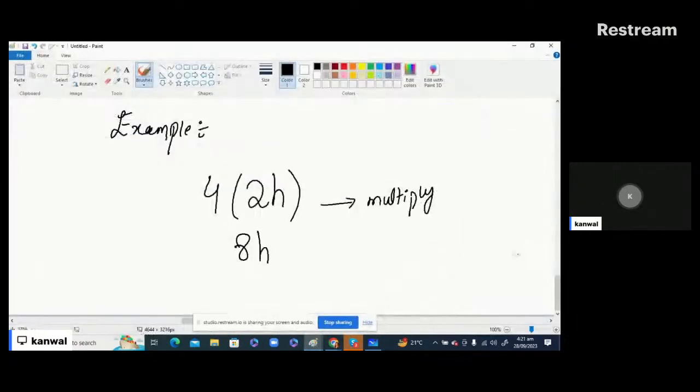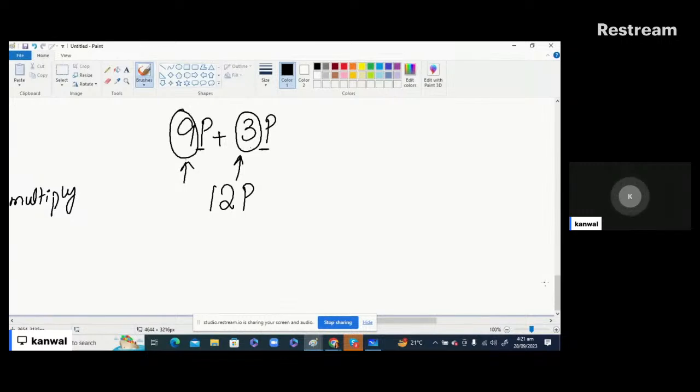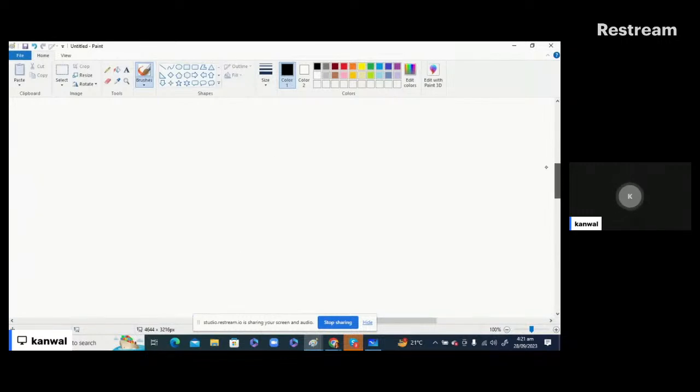Look at here. They're saying 9p plus 3p. These both have the same variable, so we only add the constants. We are not adding the variables. Okay? You're not adding the variables. You always add the constants. Now add the constants 9 and 3. So 9 plus 3 is 12p.